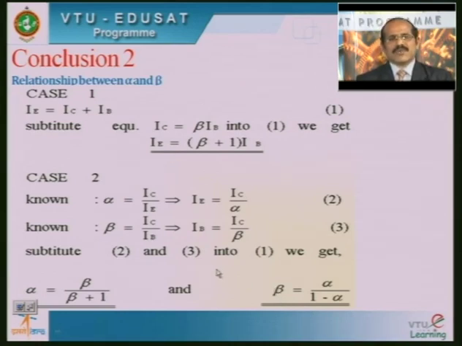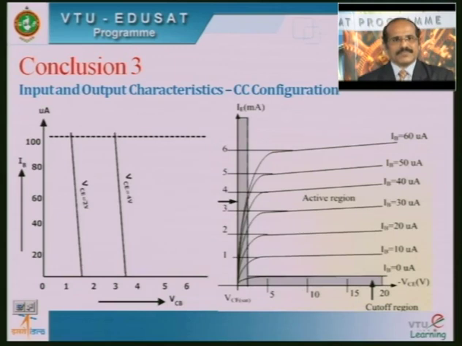Alpha is alpha DC, that is the common base DC current gain, whereas beta is the common emitter DC current gain. Usually the common emitter DC current gain is more, in the range of 40 to 50, whereas the common base DC current gain is very low, it ranges from 0.9 to 0.998 here.